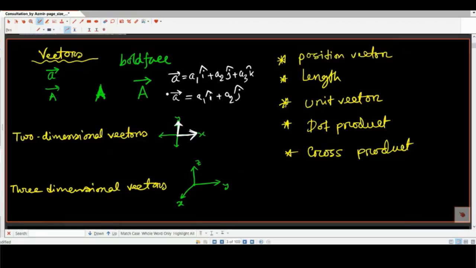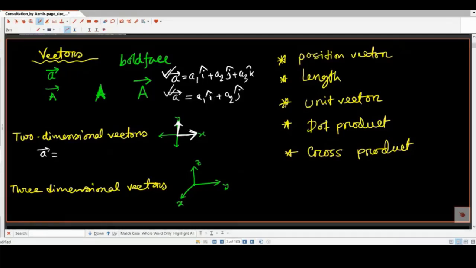So vectors can be thought of as a point. This is a three-dimensional vector, and this is an example of a two-dimensional vector. Here a equals a1i plus a2j. That means we can represent it in another form.